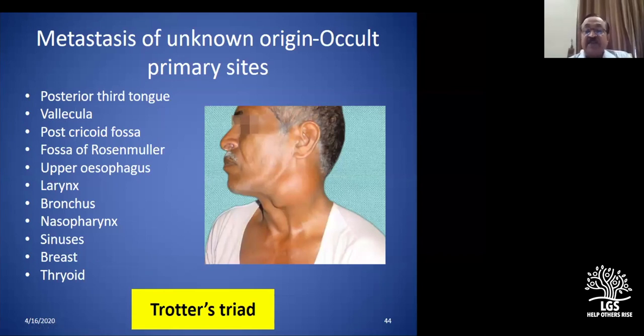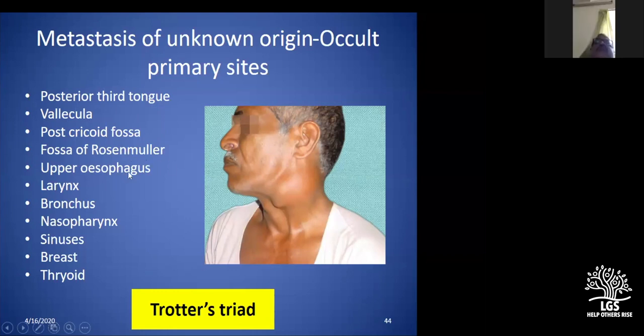Very often, they may come with the neck node without a breast lump. Only on examination, you may find a breast lump. Obviously, it's a supraclavicular node. It is also considered as a part of the occult primary, but not very seriously in this type of situation. Now look at that posture: 1/3 tongue, vallecula, post-cricoid, Rosenmuller, upper esophagus, larynx, bronchus, nasopharynx, sinuses, thyroid.